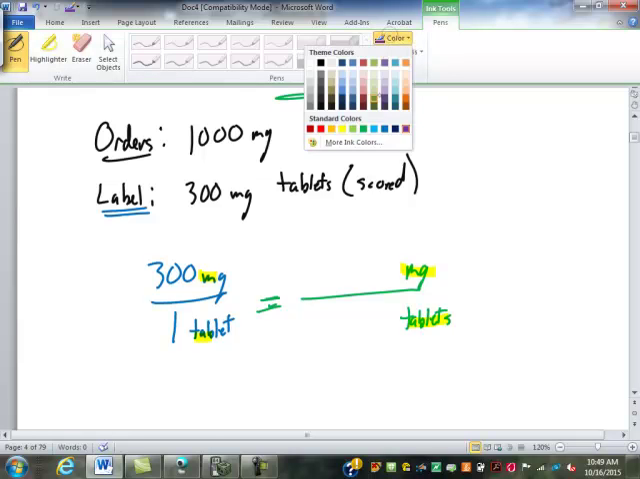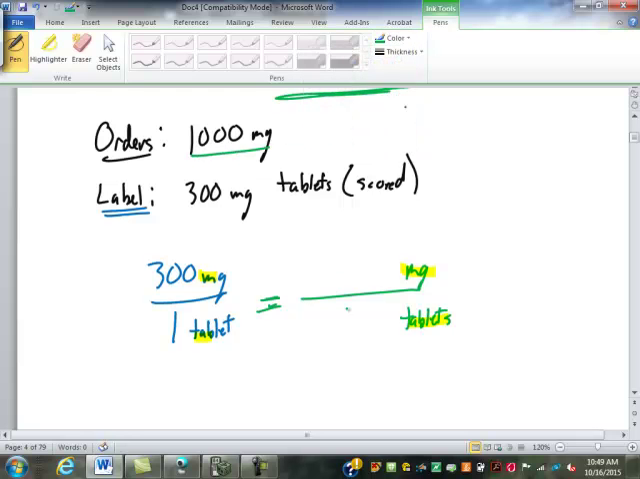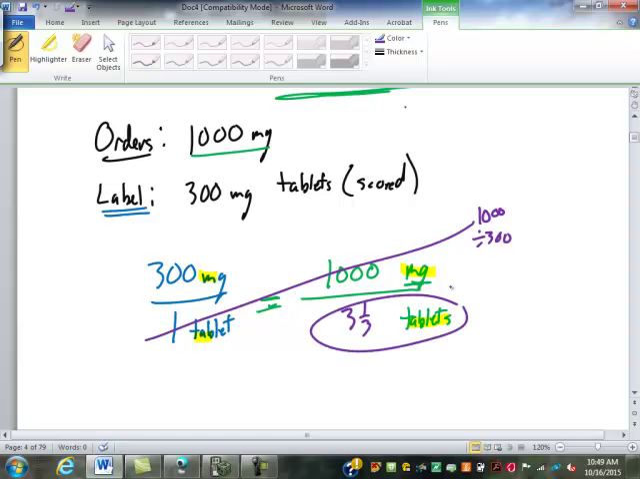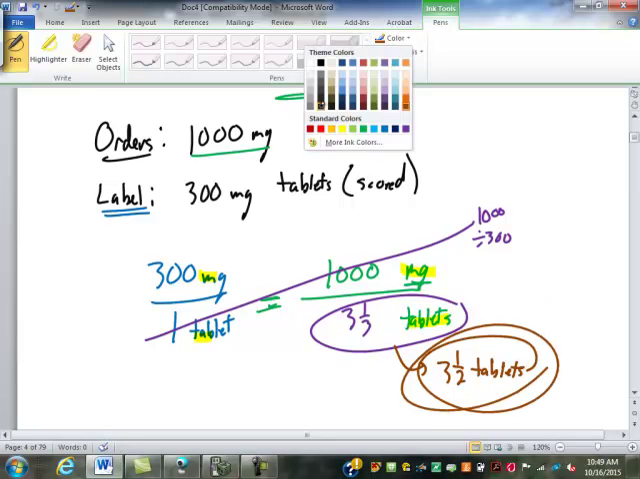Now, doctor orders 1,000 milligrams. That has to go with the milligrams. So right there's the 1,000 milligrams. And we will cross multiply and divide. 1 times 1,000 is 1,000, divided by the 300 is 3 1/3 tablets. And of course, this is where you would do the rounding. 3 1/3 rounds to 3 1/2 tablets. Any questions so far?